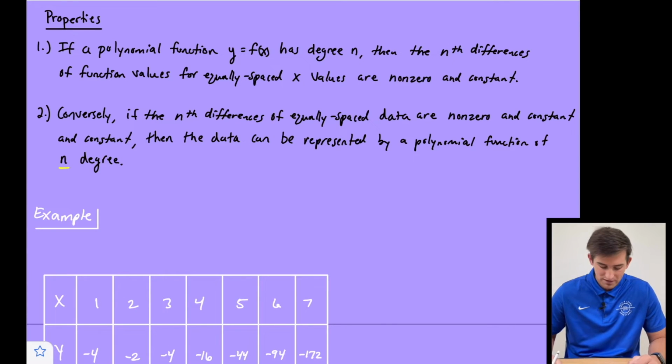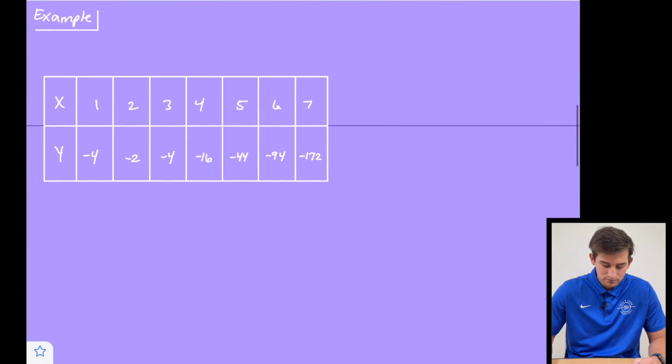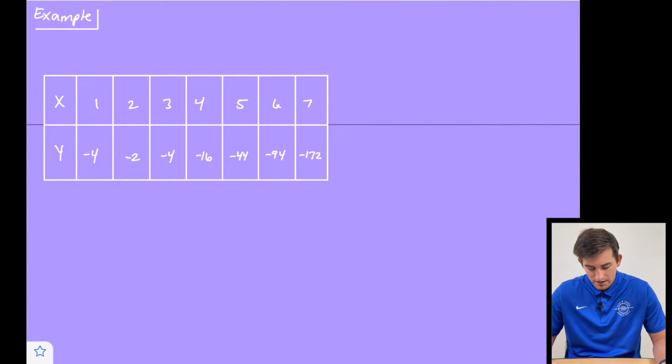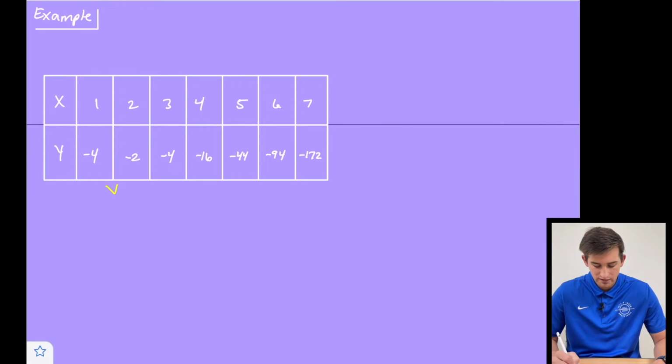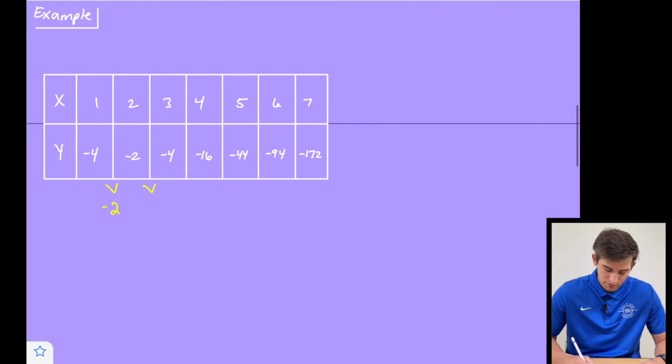All right, so now let's look at this example here and see what we have for our differences. We look at our x values, they are equally spaced, 1 through 7, increasing by 1. So now let's find our differences here. We have -4 minus -2, so -4 plus 2 would be -2. -2 minus -4, or -2 plus 4, would be +2. -4 minus -16, or -4 plus 16, would give me a 12.